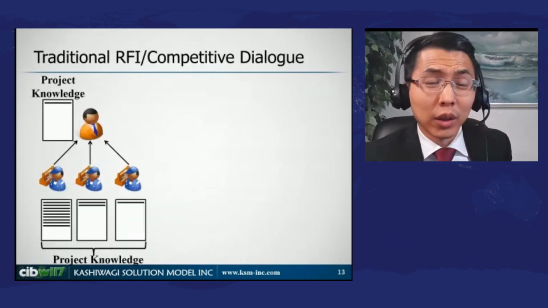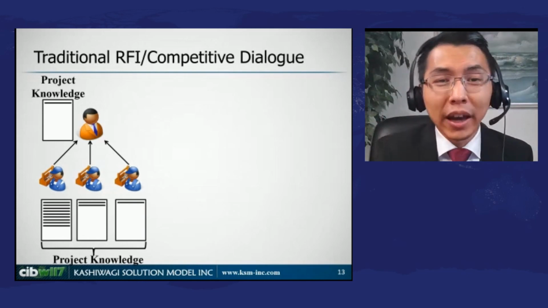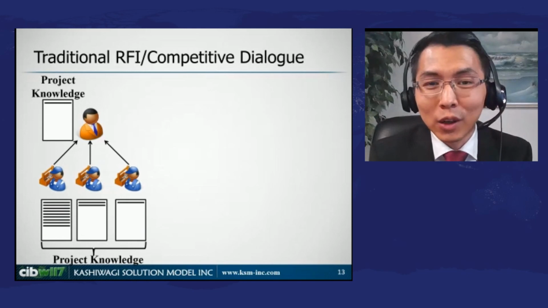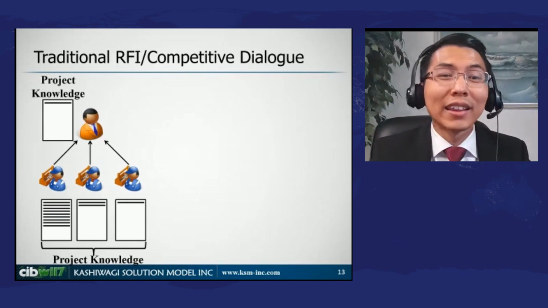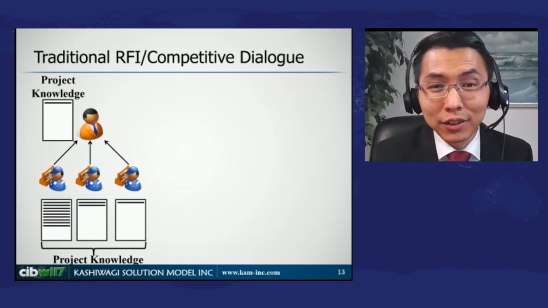Here's what you do not want to do. So in a traditional RFP process, if you don't have enough information, you do a request for proposal or a competitive dialogue, where you bring the vendors in and try to get the vendor information to create your requirement. Now, we do not encourage this in the best value.